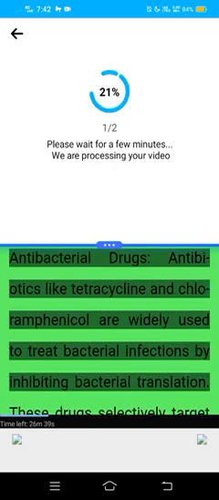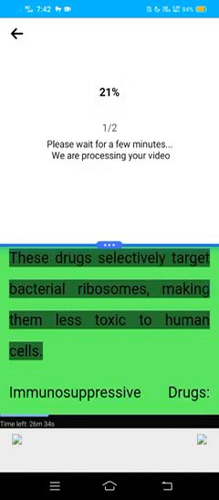Antibacterial drugs. Antibiotics like tetracycline and chloramphenicol are widely used to treat bacterial infections by inhibiting bacterial translation. These drugs selectively target bacterial ribosomes, making them less toxic to human cells.